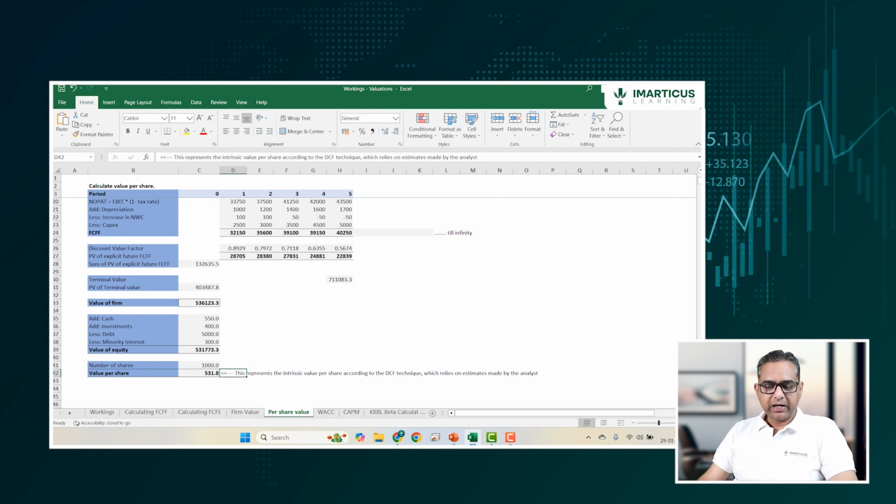We will compare it with current market price. Let's say current market price is 600. In that case, we will say this share is overvalued in the market. According to us, the value should be 530 only, but it is trading at 600. So we'll say it is overvalued. And if it is trading at 400, we will say this is undervalued in the market. For overvalued, we will give a sell recommendation. For undervalued, we will give a buy recommendation. And if the value is close to the current market price, we will say it is fairly valued, and we will give a recommendation of hold. All right.